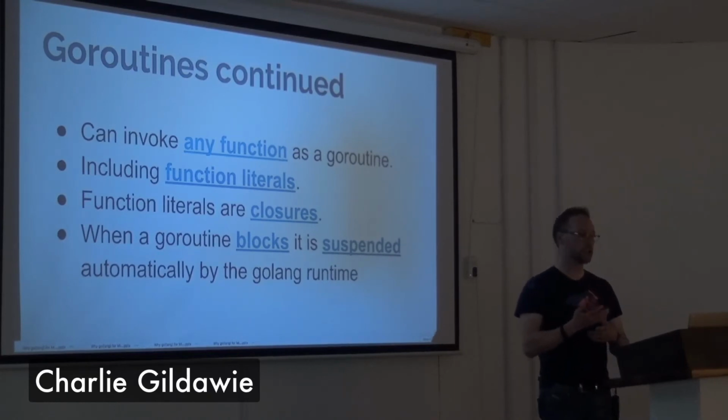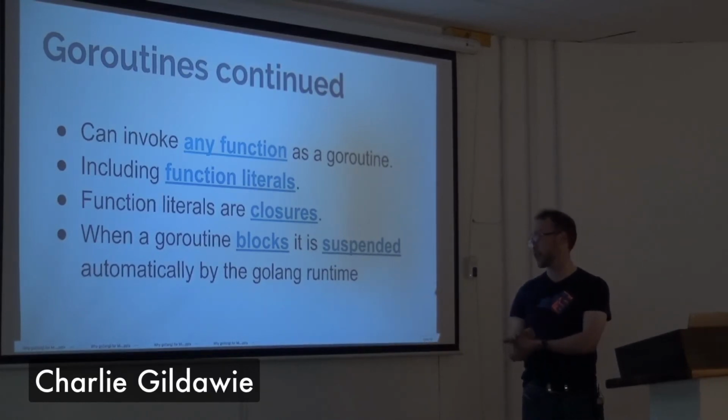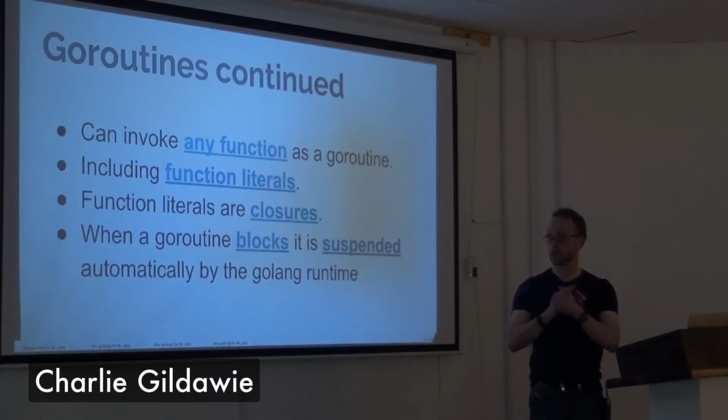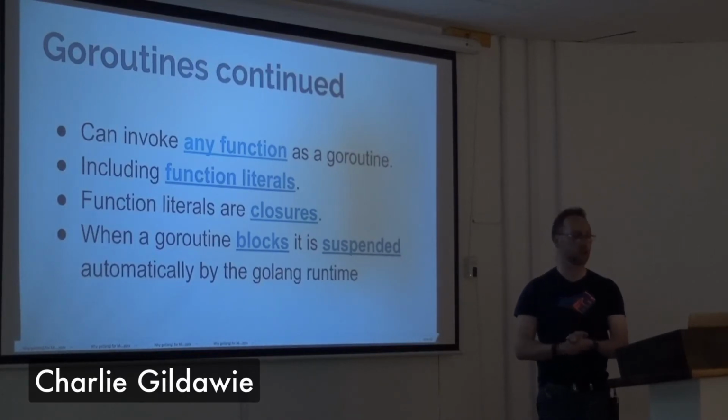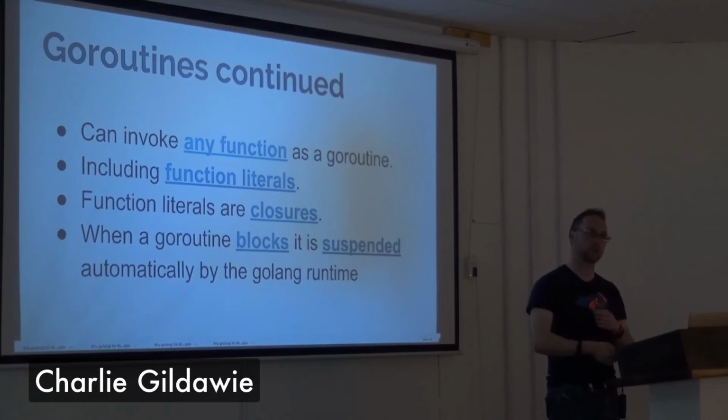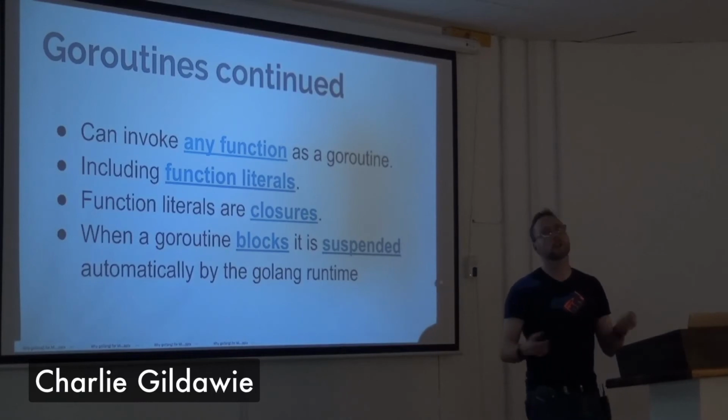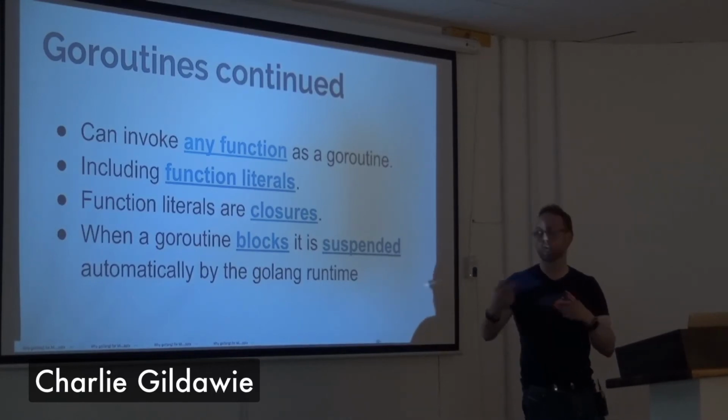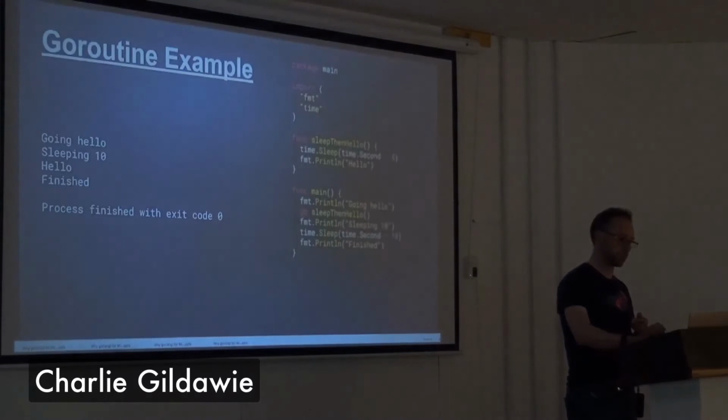And whenever a goroutine is blocked, so if you're waiting on I/O or something else, the Go runtime will suspend that goroutine and start another one. So the Go runtime will always start other goroutines that are not blocked. It takes care of the concurrency problem of making sure that things still run.